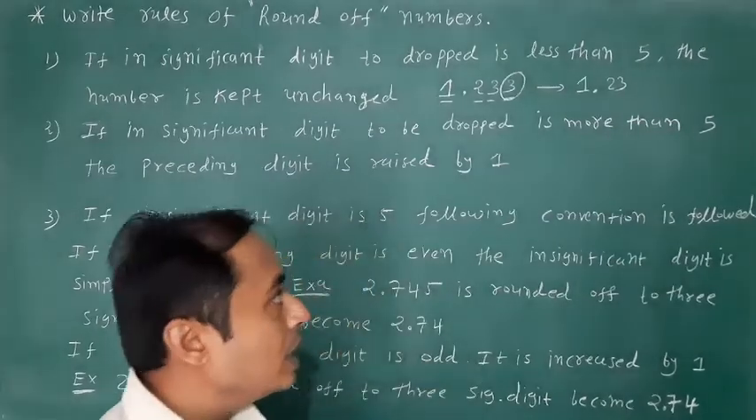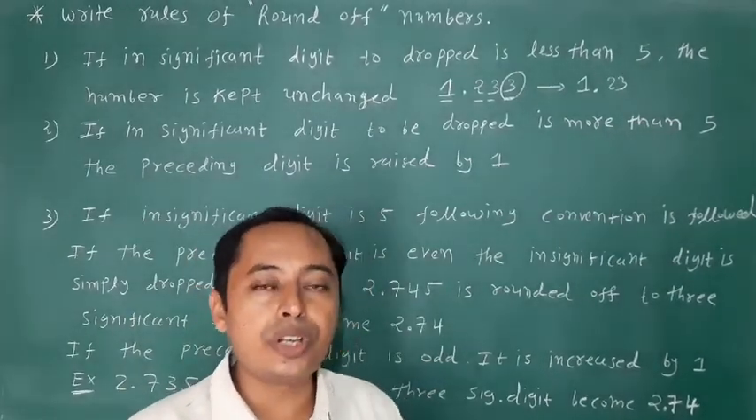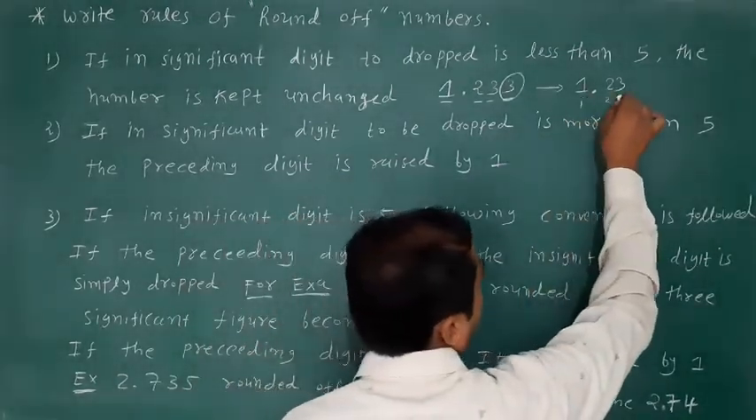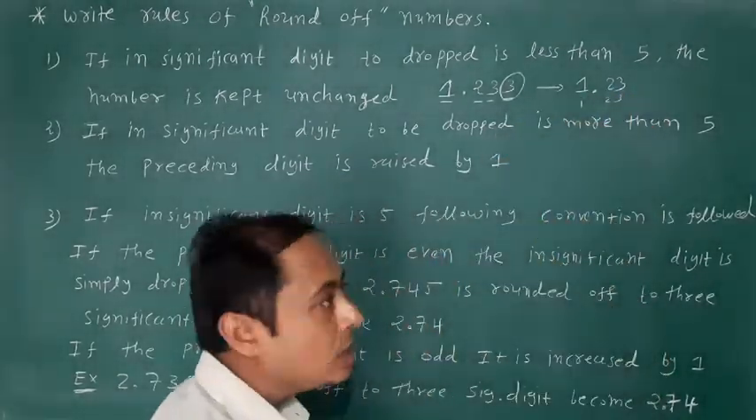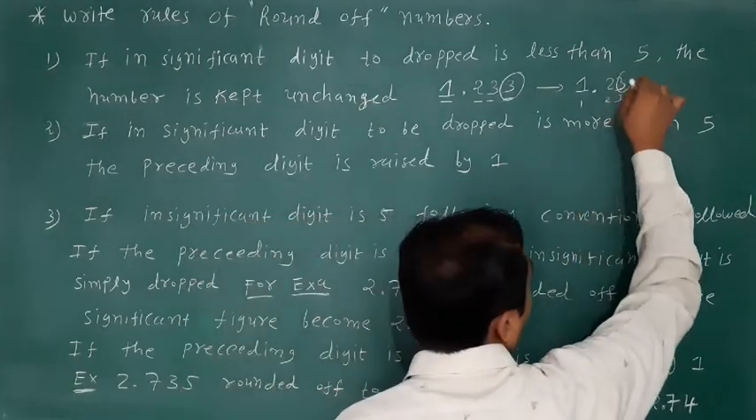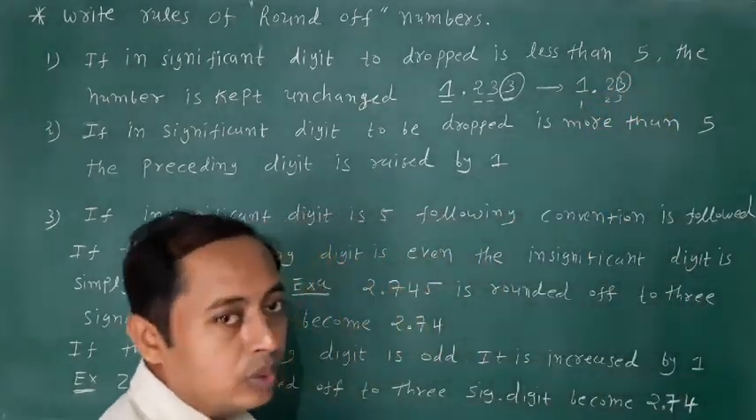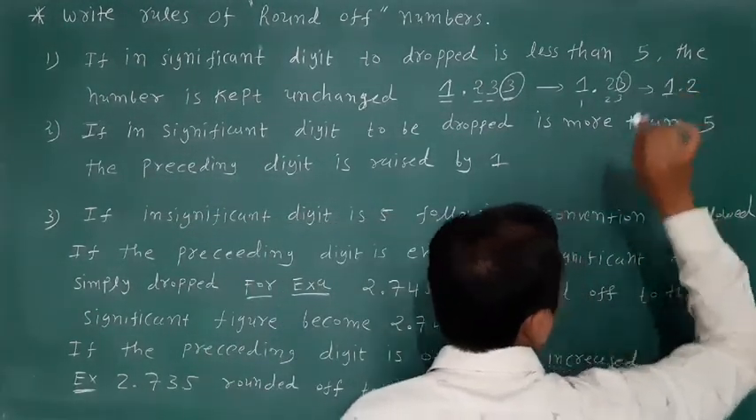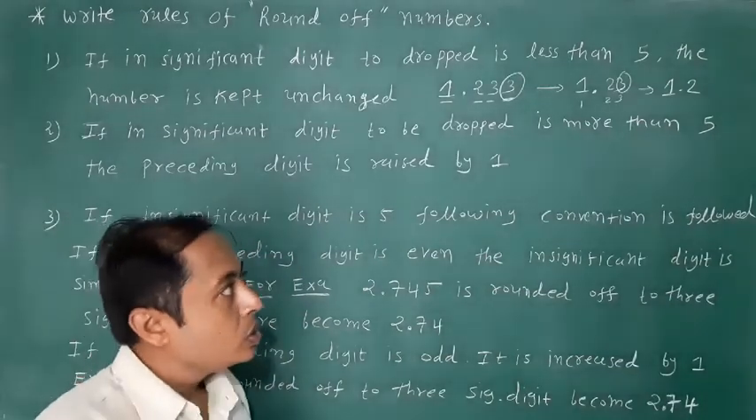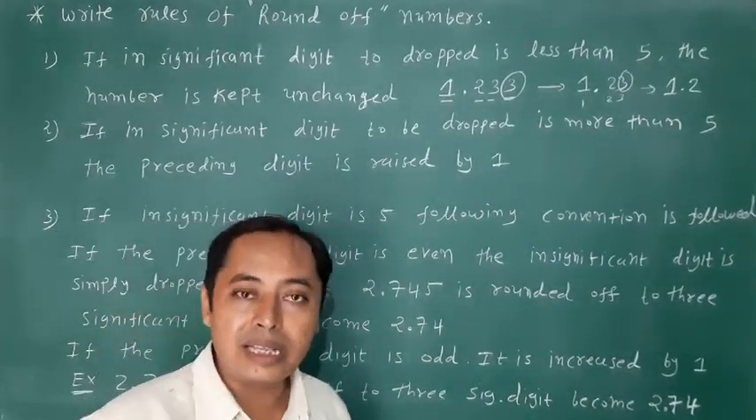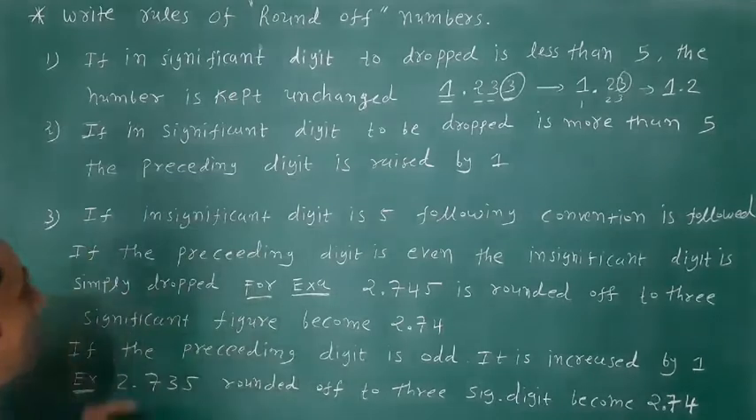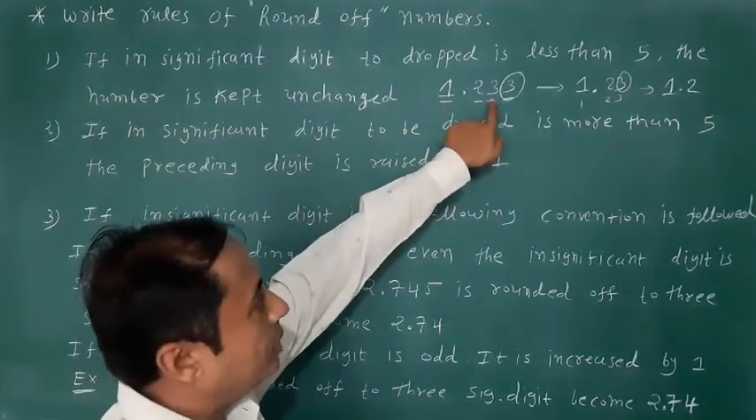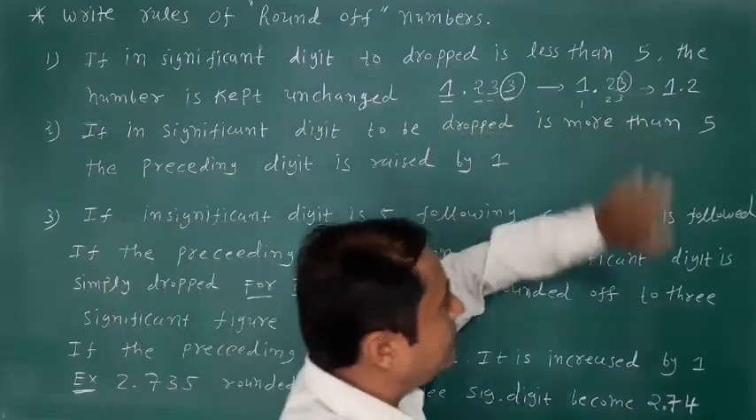And in this number we have three significant digits. But suppose now we convert it into only two significant digits. So again, first, second and third, three significant digits. So this third number we want to remove, which means we can write down 1.2. Okay. So here the last number is less than 5, so the number is kept unchanged.